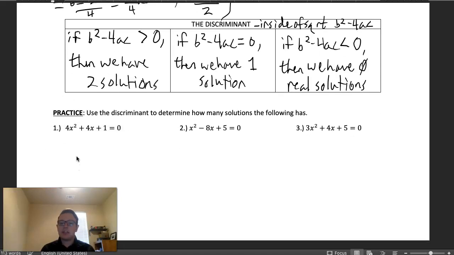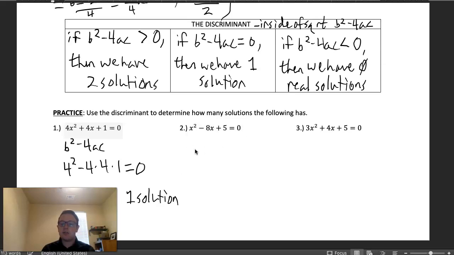We're using the discriminant to determine how many solutions this has. So our discriminant is going to be b squared minus 4ac. Or this is going to be 4 squared minus 4 times 4 times 1. Or 16 minus 16, this is going to be equal to 0. When we look back up at this chart, our discriminant is 0, so we have one solution.